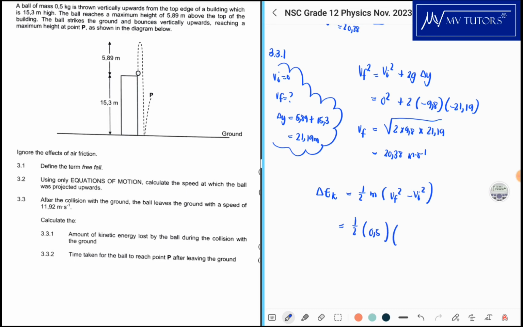Our final velocity, well, basically, we're going to take that. Remember, upwards is positive, right? Our final velocity, I'm going to take it as the lift off velocity. Okay, so as it's lifting up, which is 11.92 meters per second, and our initial velocity, actually, let me do it the other way.